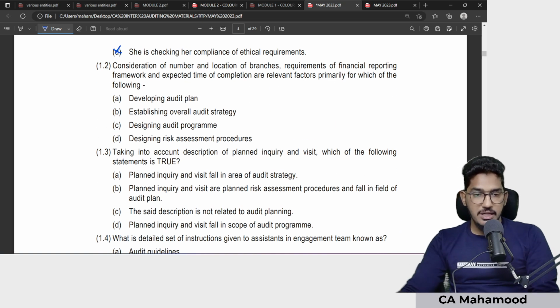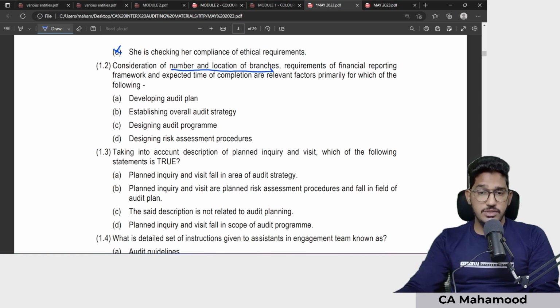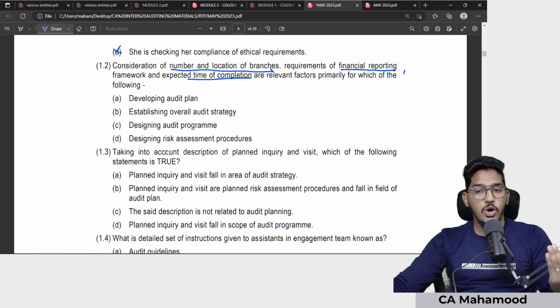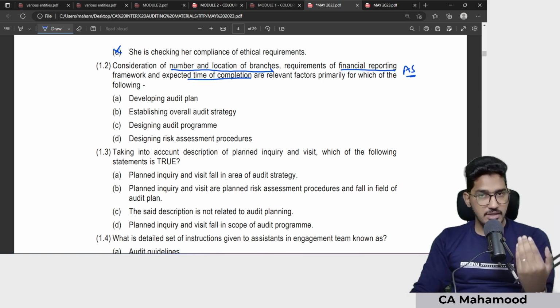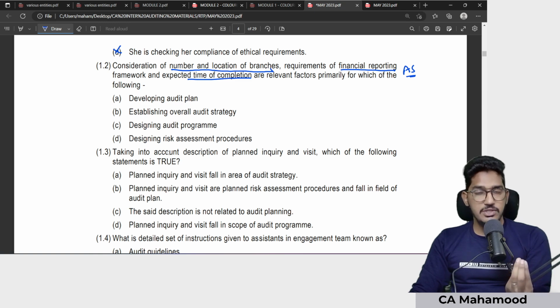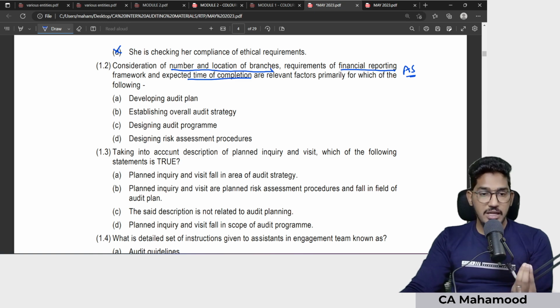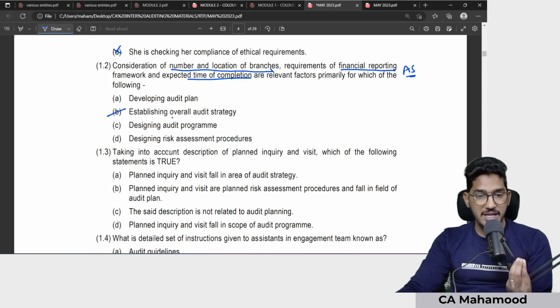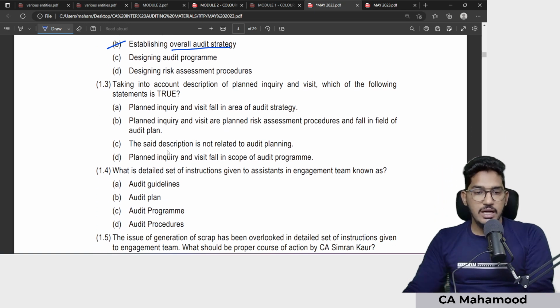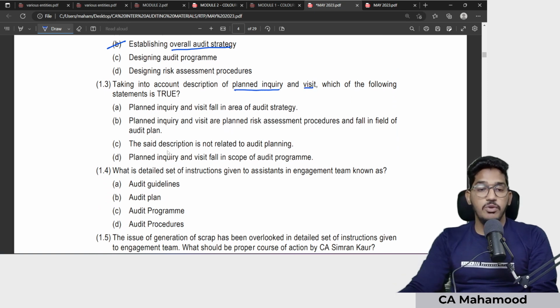Now coming to the second question. Consideration of number and location of branches, requirement of financial reporting framework, and time of completion are relevant factors for establishing which one? Audit strategy. As we have discussed in the case study itself, we consider number of locations, requirements of the applicable financial reporting framework, and time for completion of the audit. All these are part of what? Establishing audit strategy. So which one will be the correct option? Option B. Why? Because option B contains the answer, overall audit strategy. Next one. Taking into account the description of planned inquiry and visit, which of the following is true?